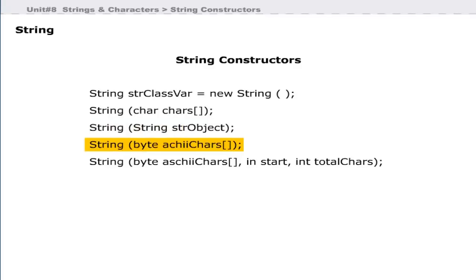The next constructor takes a byte array of ASCII characters as a parameter and returns a string object containing these characters. Another string constructor uses an array of ASCII characters and creates a string from the index position given in startup to the position given in total characters.